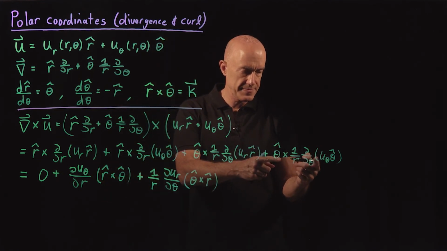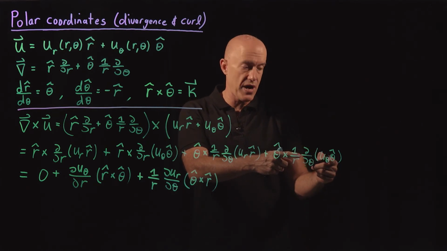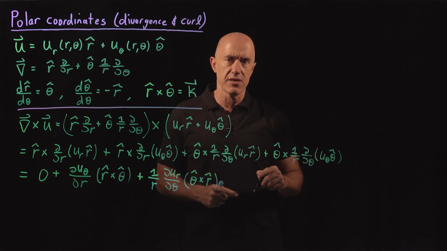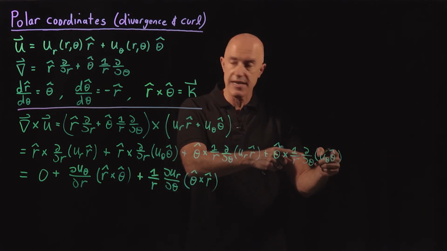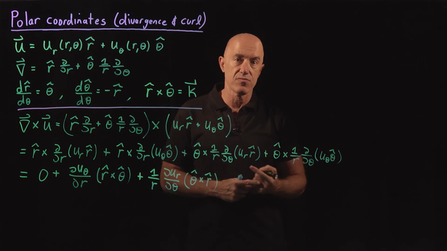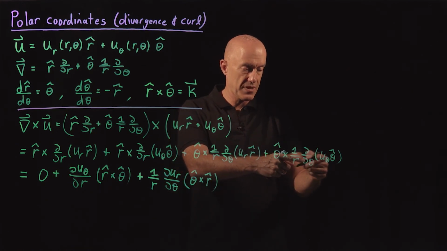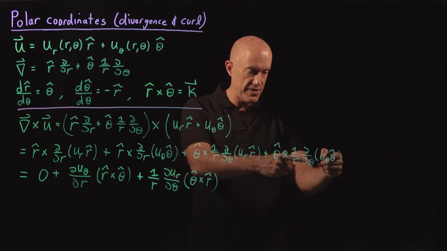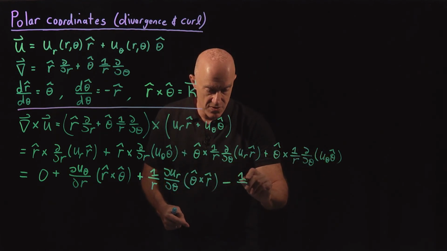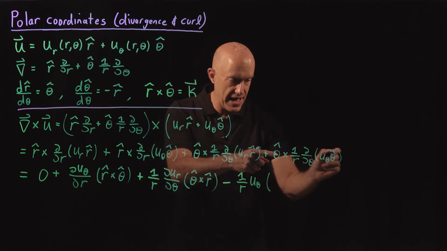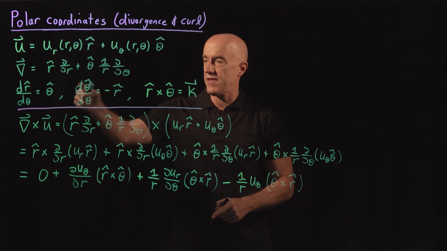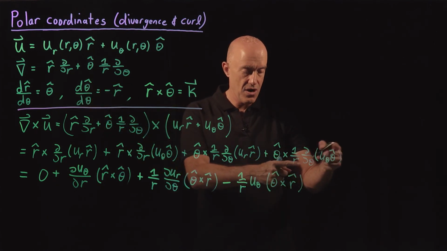Finally, for the fourth term, if this derivative acts on u_theta in the product rule, then we have a theta hat cross theta hat, which will be 0. So our only hope for a non-zero term here is when the derivative acts on theta hat. So d theta hat d theta equals minus r hat. So we get a theta hat cross r hat, which is not 0. So we end up with 1 over r u_theta with a minus sign. So minus 1 over r u_theta, and then we have a theta hat cross r hat. Okay? So the minus sign came from d theta hat d theta being minus r hat.